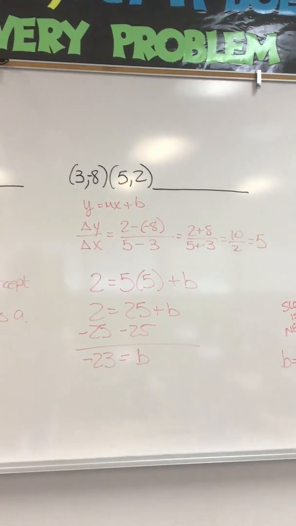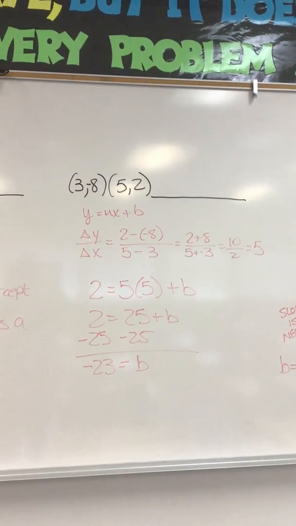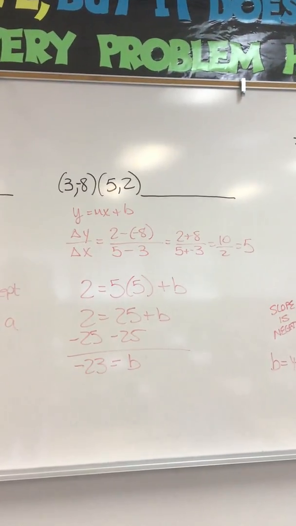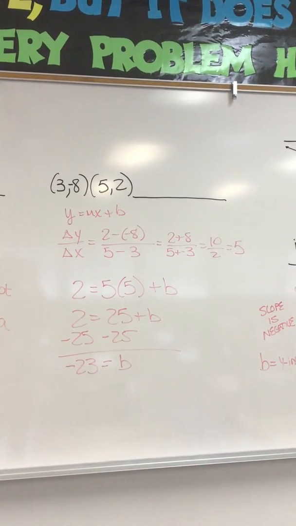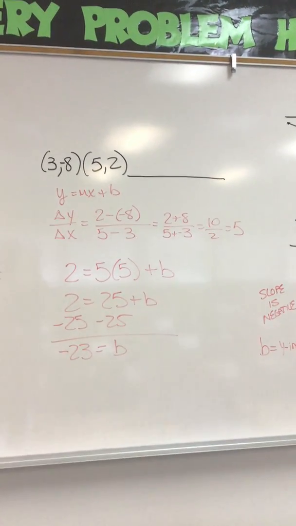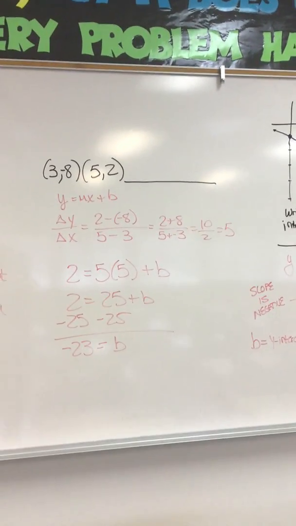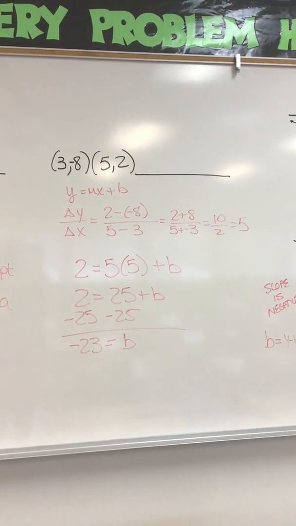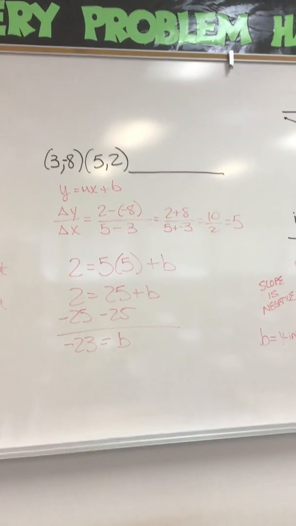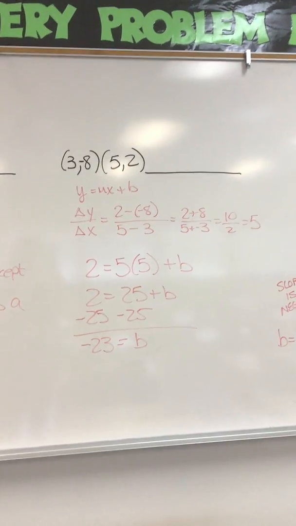Plug in what I know and find what I don't. 2 equals 5 times 5 plus b. 2 equals 25 plus b. Solve for b, and b is negative 23. I see I didn't write my final answer on the line here, but your final answer should be y equals 5x plus negative 23, or y equals 5x minus 23.